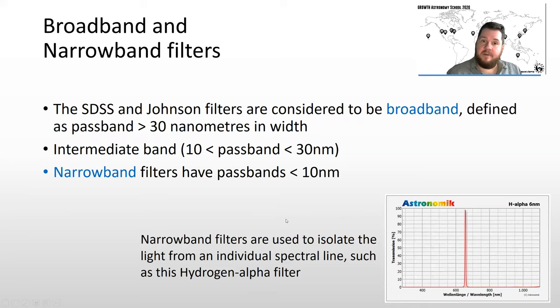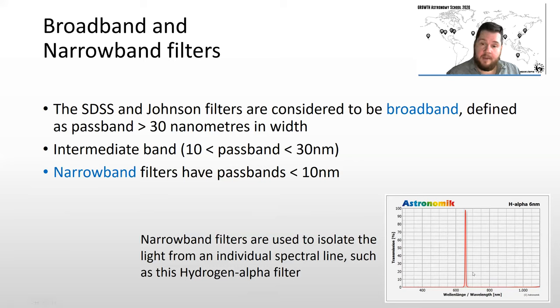Now, the filters we discussed so far are considered to be broadband, and by broadband, we generally mean pass bands greater than around 30 nanometers or so. There also exist intermediate band filters with pass bands of around 10 to 30, and there are narrow band filters as well, with pass bands of less than 10 nanometers. So why would you use something like that? Because a smaller pass band means it's going to let a much smaller number of photons through compared to a broadband. Or maybe you want to isolate something particular. For example, you might choose a narrow band filter around a particular spectral line, a particular atomic transition that you want to observe.